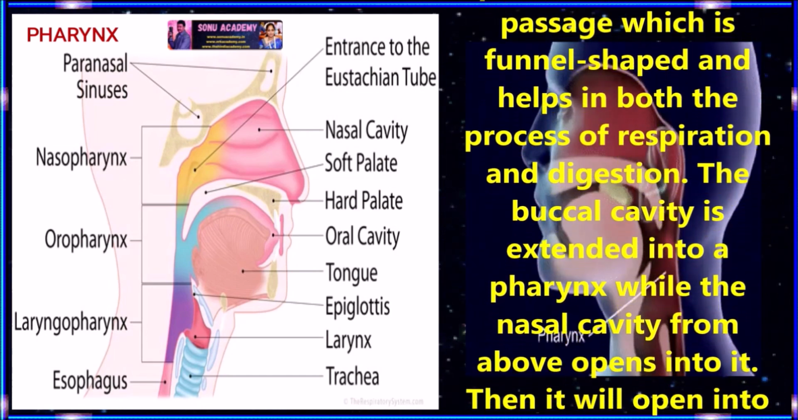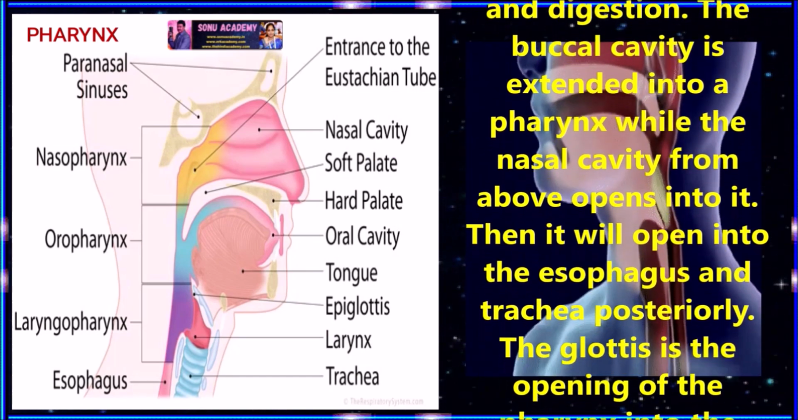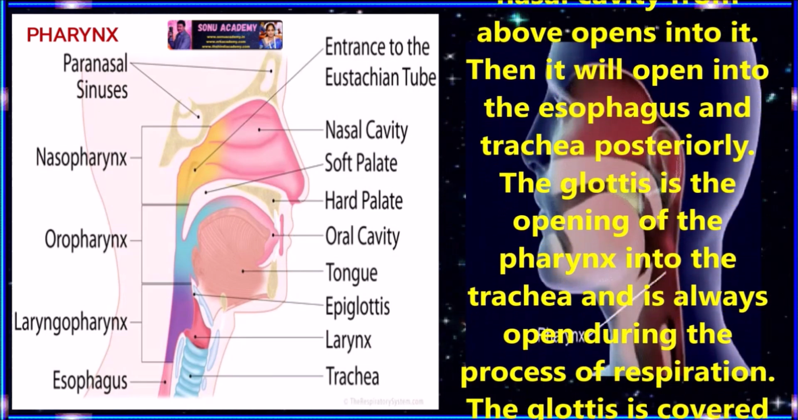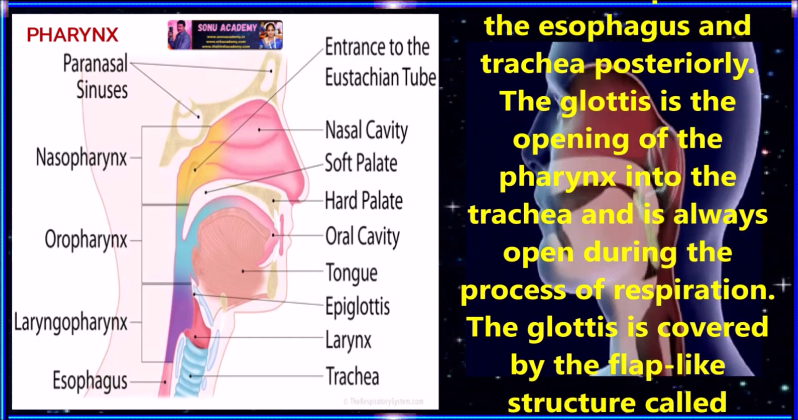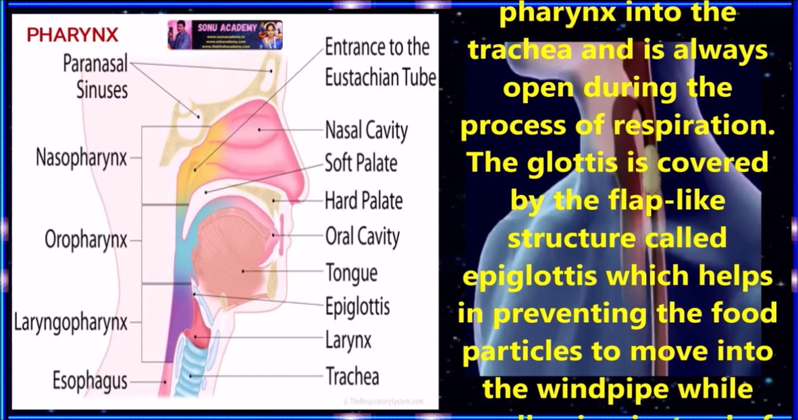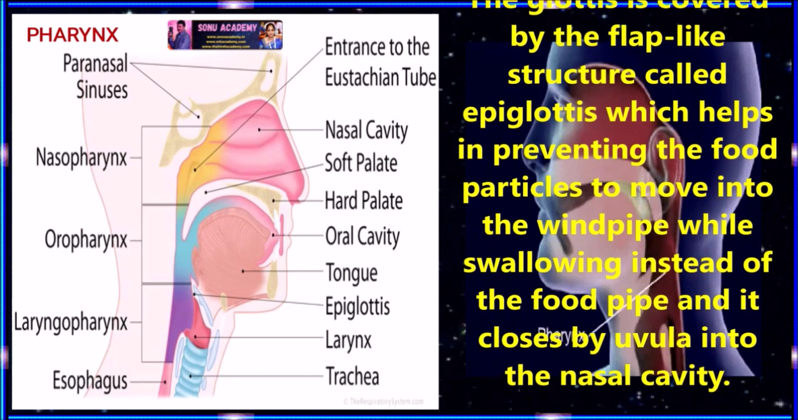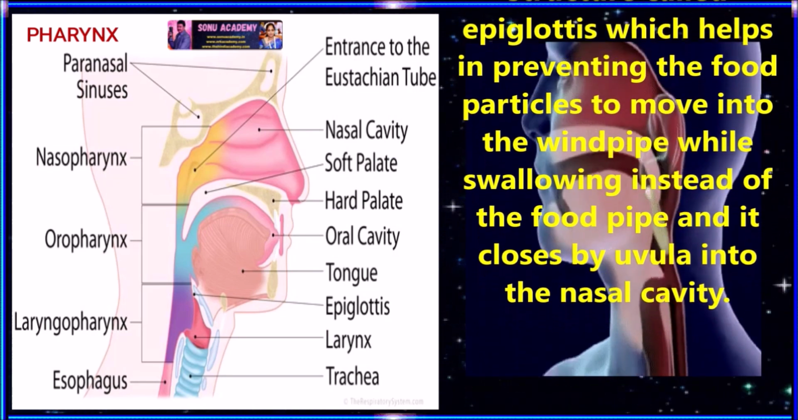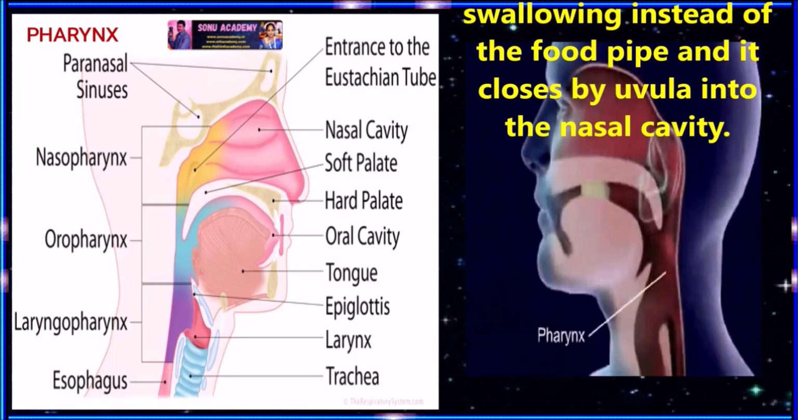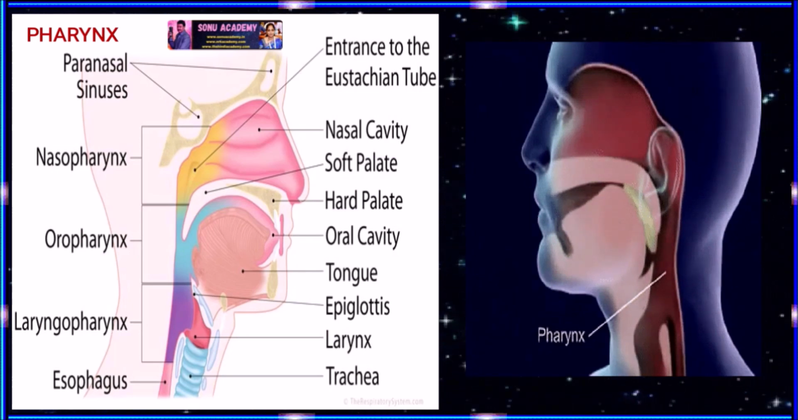The buccal cavity extends into the pharynx while the nasal cavity from above opens into it. Then it opens into the esophagus and trachea posteriorly. The glottis is the opening of the pharynx into the trachea and is always open during respiration. The glottis is covered by a flap-like structure called the epiglottis, which prevents food particles from moving into the windpipe while swallowing instead of the food pipe, and it closes by the uvula into the nasal cavity.